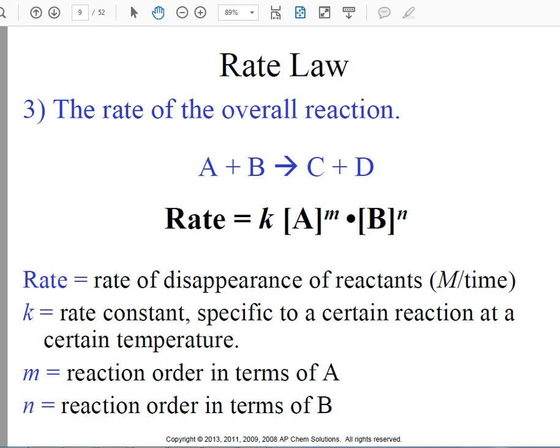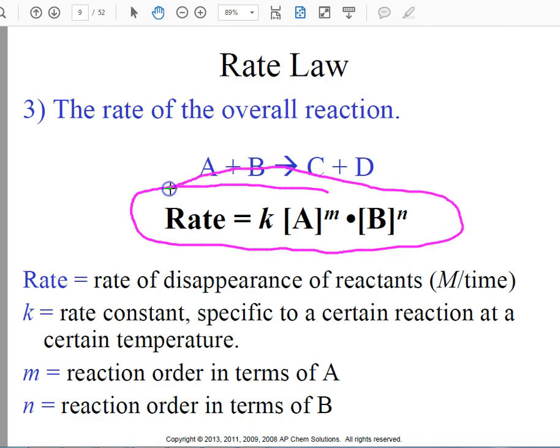And the rate of the overall reaction is shown by something called the rate law. The rate law is written as an expression, and I'm circling it here. If you were asked to write a rate law, you would be writing something like you see here. The rate of a particular reaction is equal to K. That K is a constant. The rate constant is specific to a specific reaction at a certain temperature.